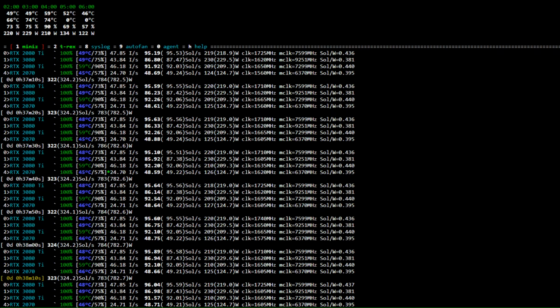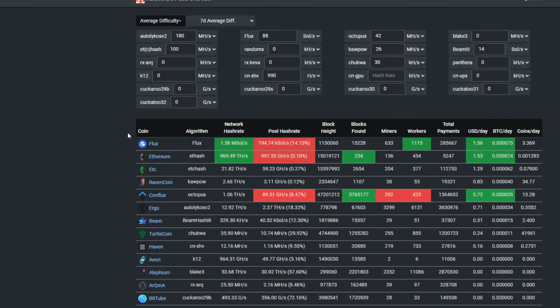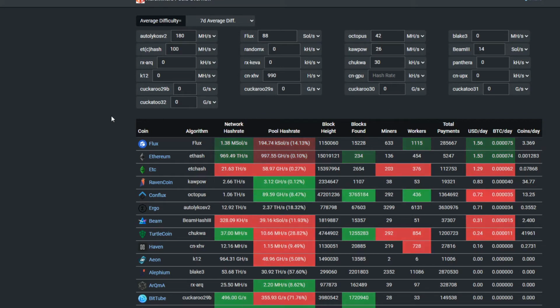Now, of course, the 3080 is nowhere near as efficient as, let's say, an RTX 2080 Ti on the Flux algorithm, but the main reason I'm mining Flux compared to Ethereum, which is the other alternative here, is because of the much lower memory temperatures.